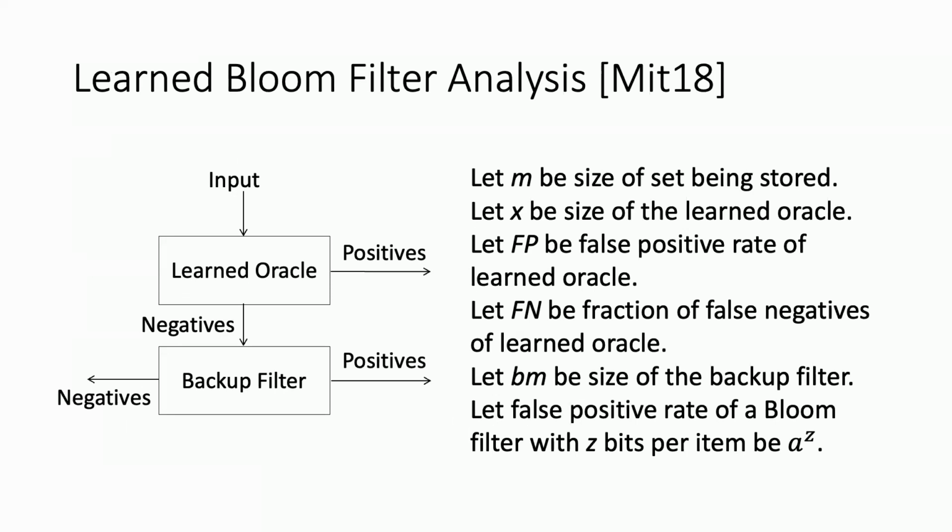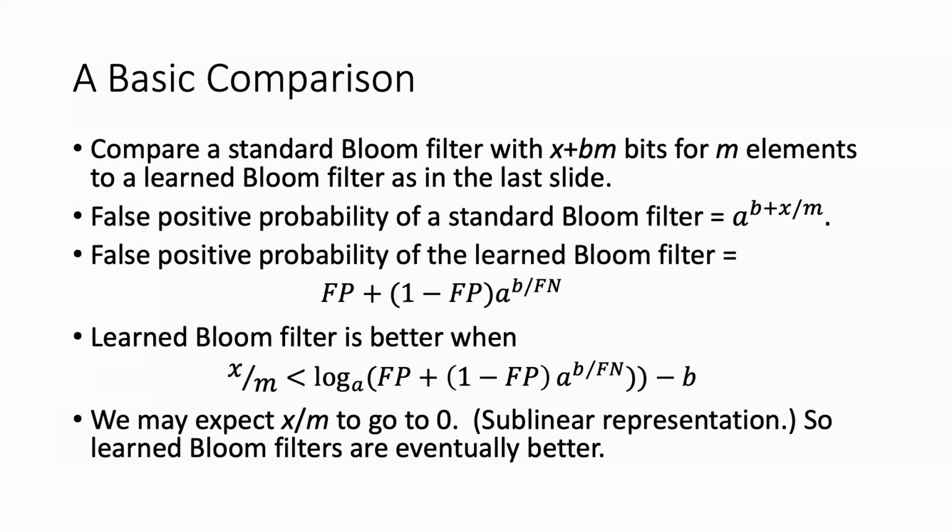One of the things that was interesting is that they suggested this learned Bloom filter and did experiments, but they didn't really analyze it. This is what Peter was alluding to. I said, I bet you can analyze this. It turns out that once you frame it, it's not really that hard. You need to keep track of various variables: the size of the set, the size of the learned oracle, the false positive and false negative probabilities, and so on. I won't go into the details, but you can come up with equations for what the false positives of these things look like.